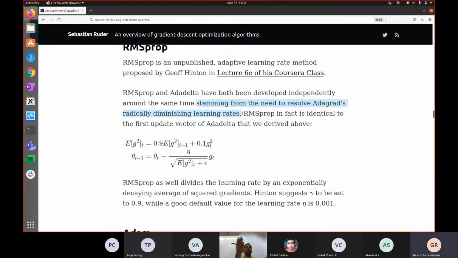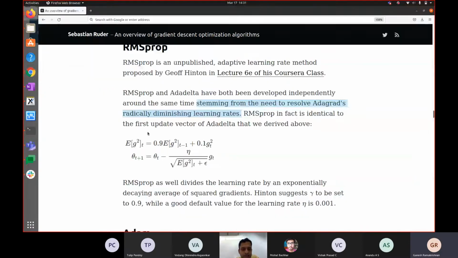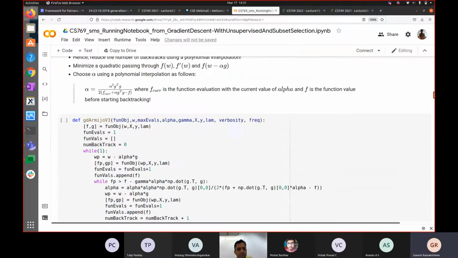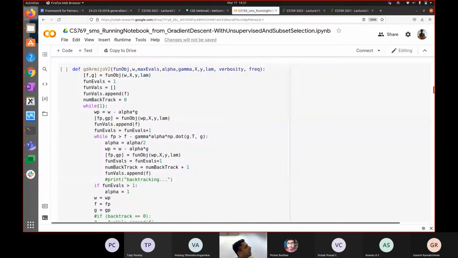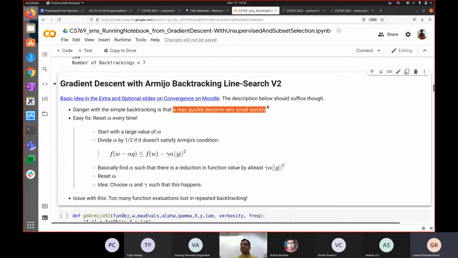So you remember we talked about diminishing learning rates alpha in what other setting? You remember the RMO conditions? Here you can see RMO 3, RMO V2. Danger, simple tracking that alpha may quickly become very small. They're all related, basically. You remember this? You're able to access this notebook, right? So the RMO line search V2 was trying to fix this issue.